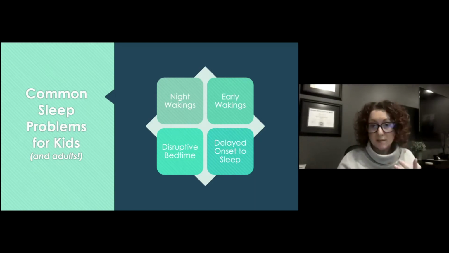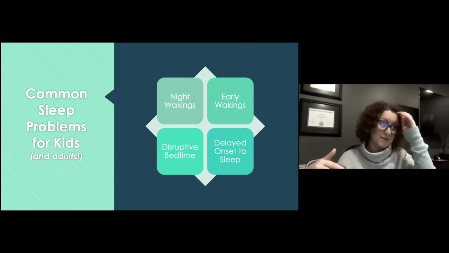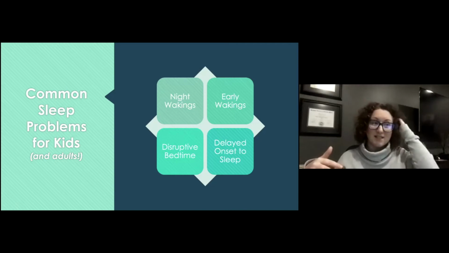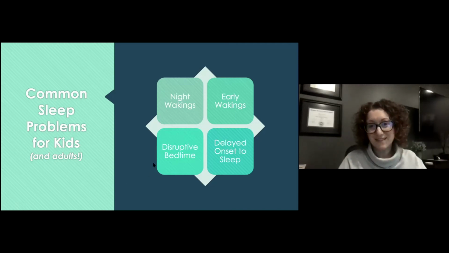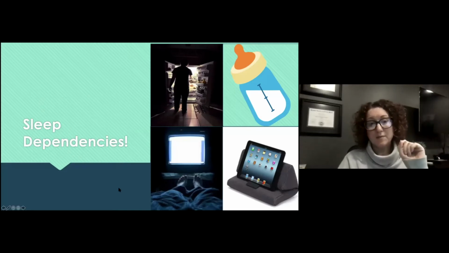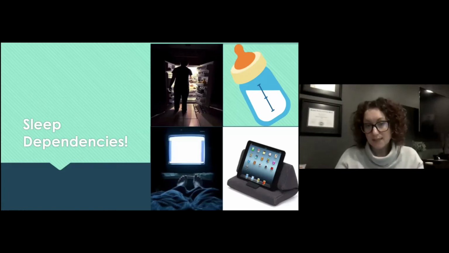Our most common sleep problems I talked about a little bit already. So the night wakings, waking up too early, bedtime not going well, or delayed onset to sleep. So these can all be issues that we run into for various reasons. And again, our job is kind of to answer the why. And it's hard to say what the why is because it varies for every single kid. But one of the main things that could be popping up is what we call sleep dependencies. And sleep dependencies can be healthy and unhealthy. We all have sleep dependencies. We all have routines. We all have things that we do before sleep.